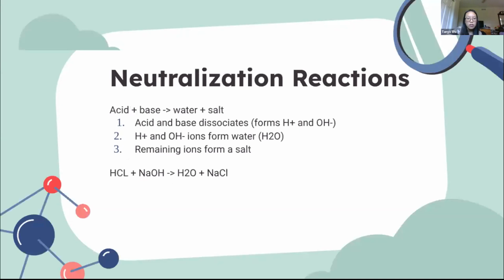Neutralization reactions. So when you put acid and the base together, they react to make water and salt. So the first thing that happens is that the acid and the base dissociate, and then the H plus and OH ions form water, which is H2O. And then the remaining ions form a salt. And there are many definitions of salt, I believe, but one of them is just the product of a neutralization reaction. So in this example, HCl plus NaOH goes to H2O and NaCl, which is table salt.